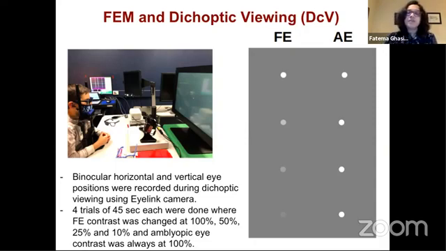What we did is we again measured fixation eye movements, but this time, rather than just looking at a dot, this was a dichoptic stimulus. So each eye was presented a different contrast, if you will. For the fellow eye, the contrast was varied at 100%, 50%, 25, and 10%. And for the amblyopic eye, the contrast was kept constant at 100%. And we measured their eye movements using the eye tracker.